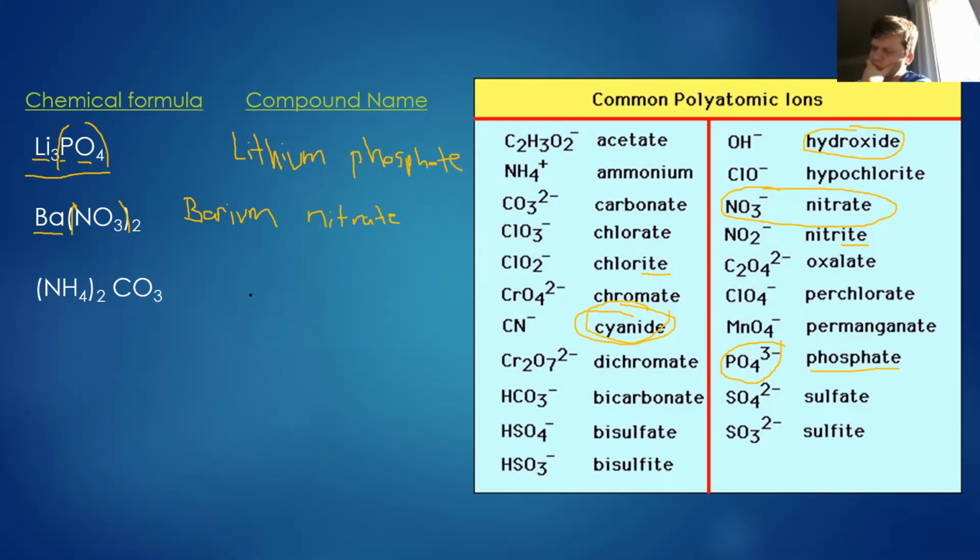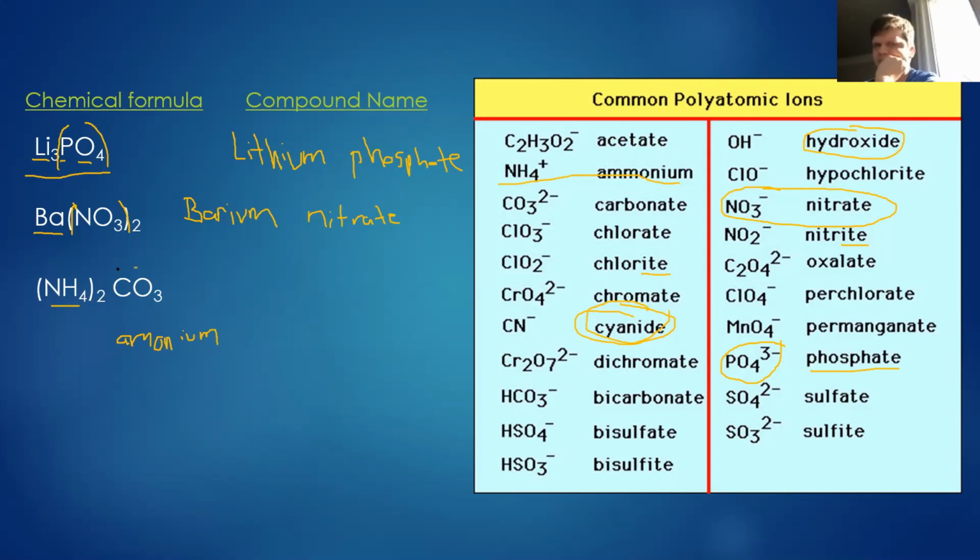All right, let's name this last guy here. Notice I have parentheses, so I know a polyatomic's involved. So NH4 is in parentheses, so that's the polyatomic portion, at least one of them. NH4 is ammonium. I'm spelling it wrong, but I'm also using a mouse, so it's going to look horrible either way. All right, so I have ammonium.